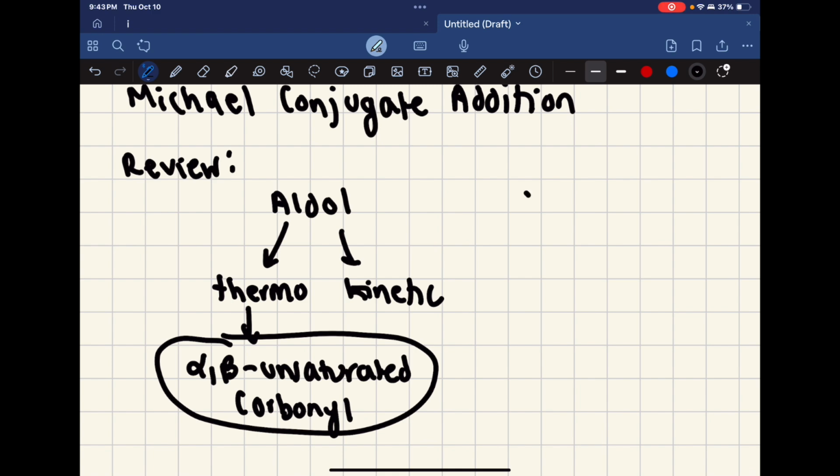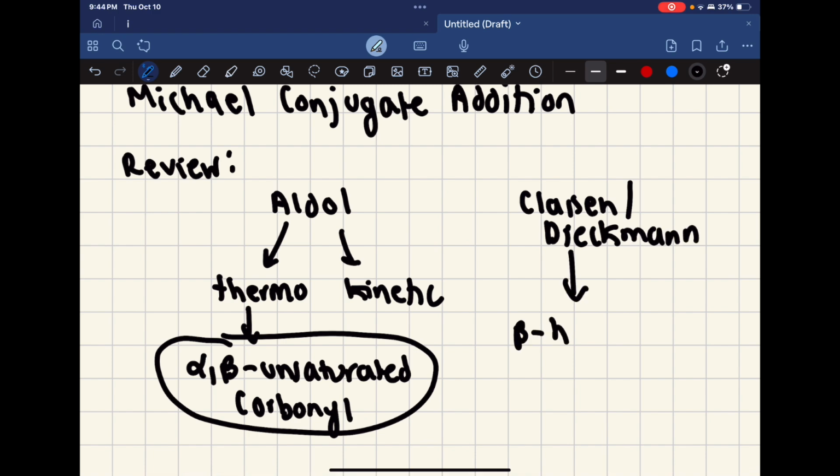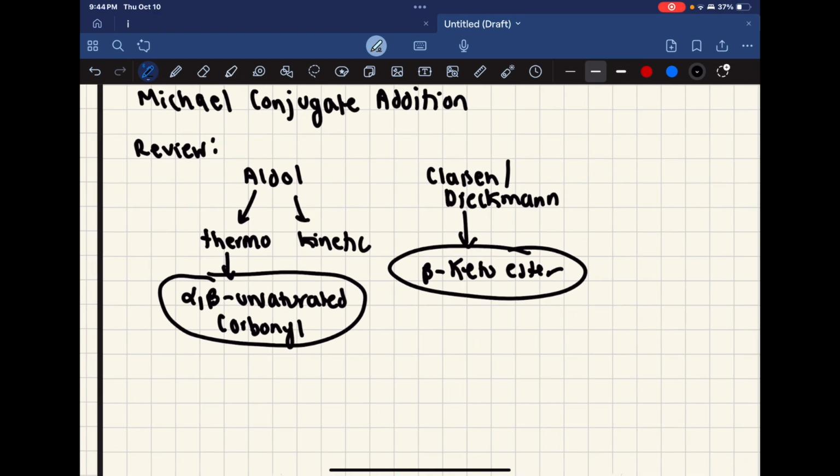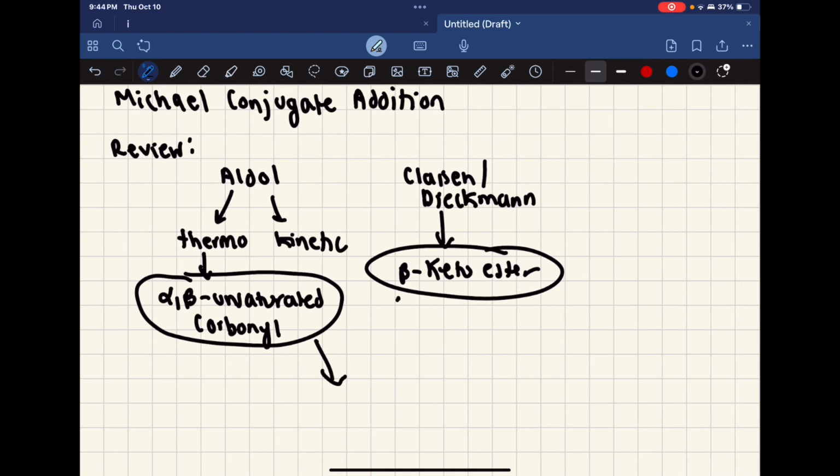We also saw we had a Claisen reaction, or the Dieckmann, which is the intramolecular version of that. And there was no thermo or kinetic that we had to consider, but we knew that the functionality was some sort of beta keto ester. And that functionality will participate in a Michael reaction. When we combine a beta keto ester and an alpha beta unsaturated compound together, we call that a Michael reaction.